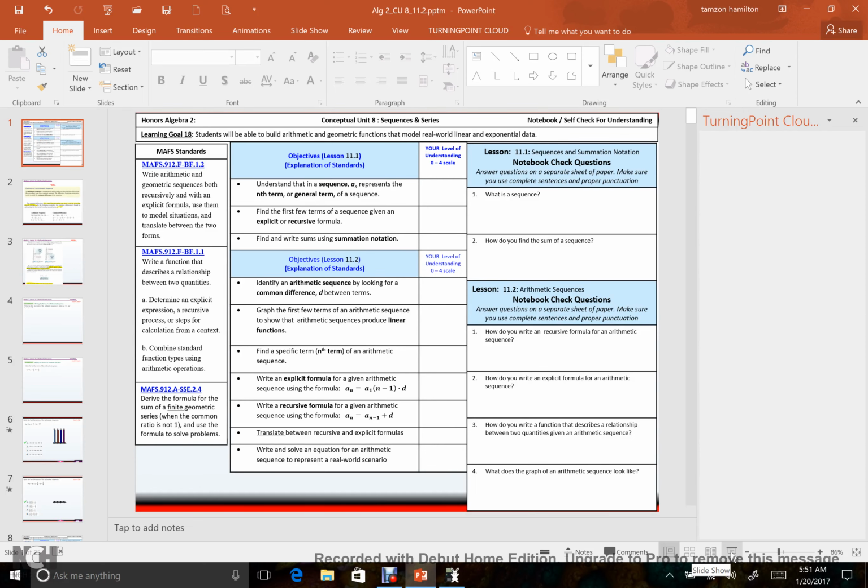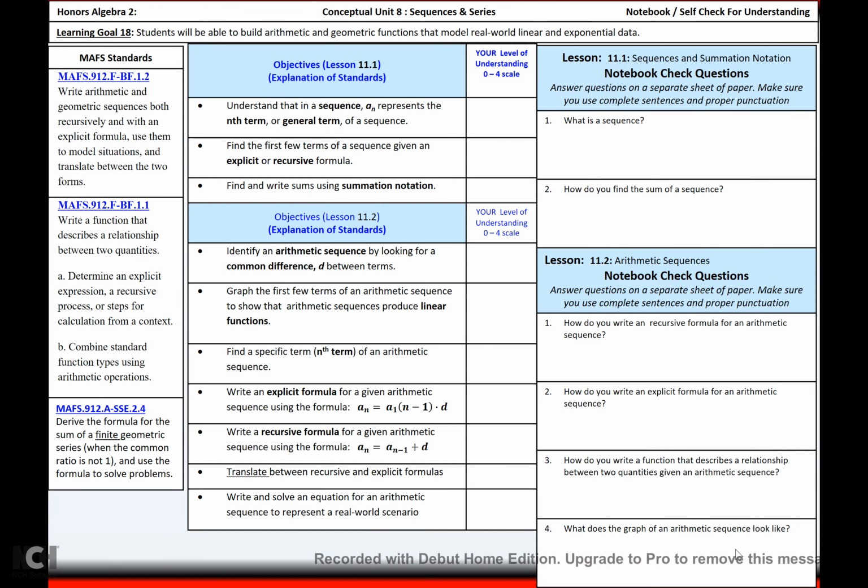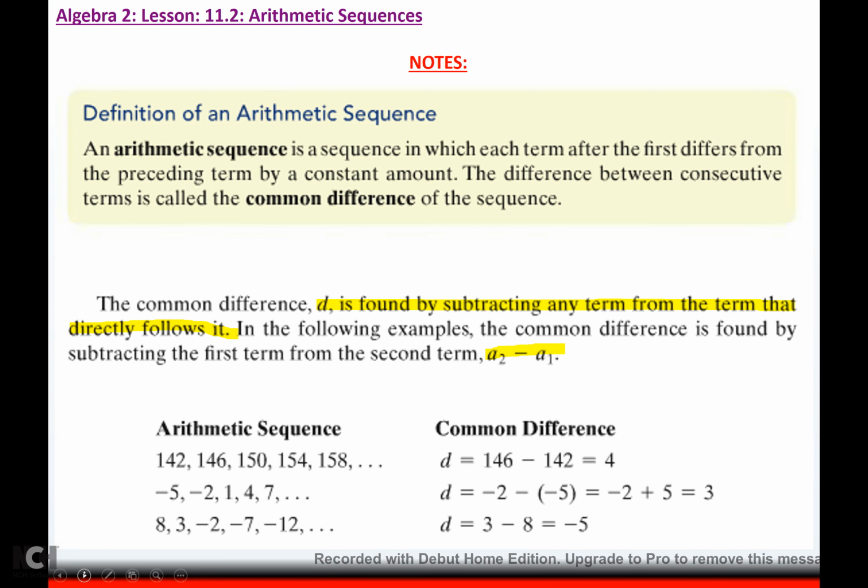Alright, we're going to start talking about arithmetic sequences today. Okay? Alright, so it says definition of an arithmetic sequence.